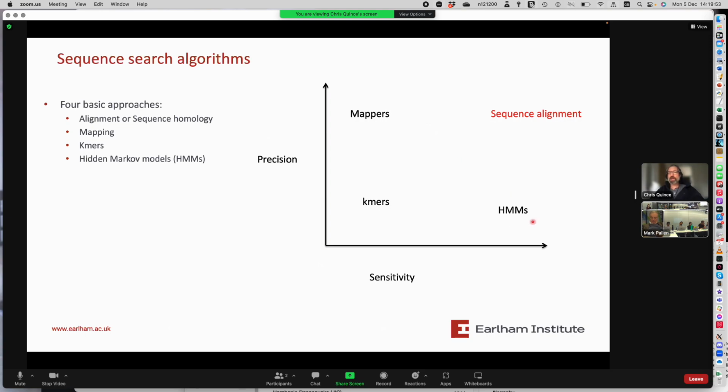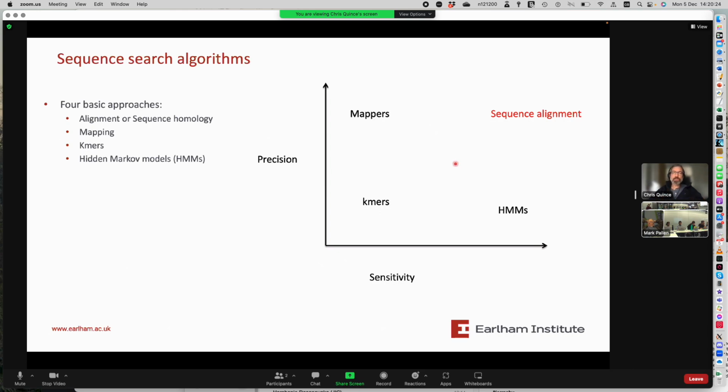Another fast method that has sensitivity are hidden Markov models. And I won't explain how they work, but from your viewpoint, I think it's just worth knowing that they're very useful when you want to do a distant search, and that's often the case in functional annotation. The function of a gene doesn't depend too much on its fine scale difference. But they have the sensitivity of homology searches, whilst being much faster, but they don't have the precision.